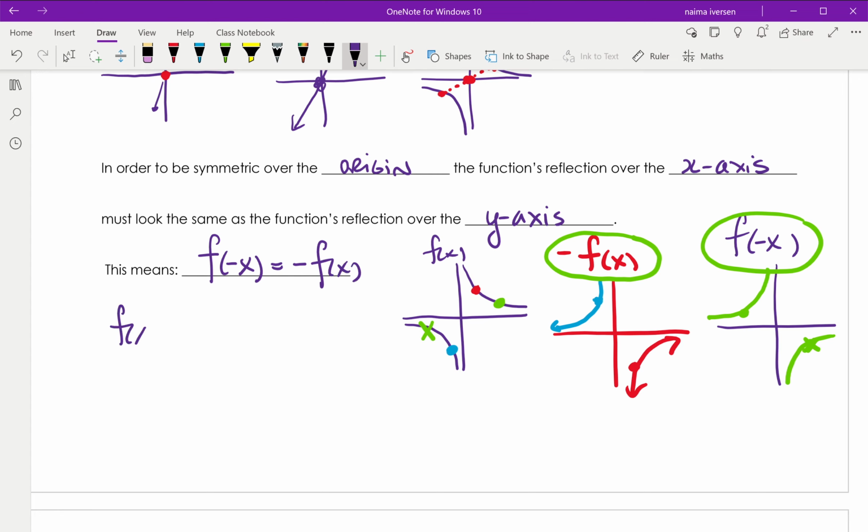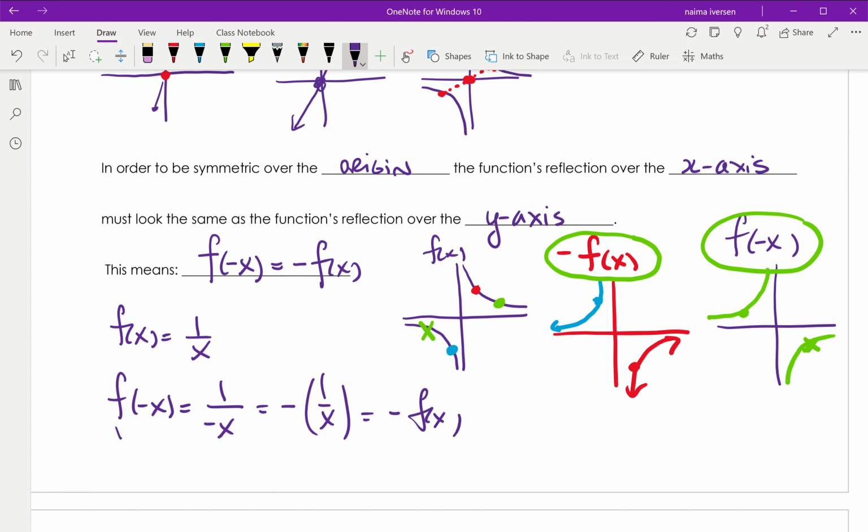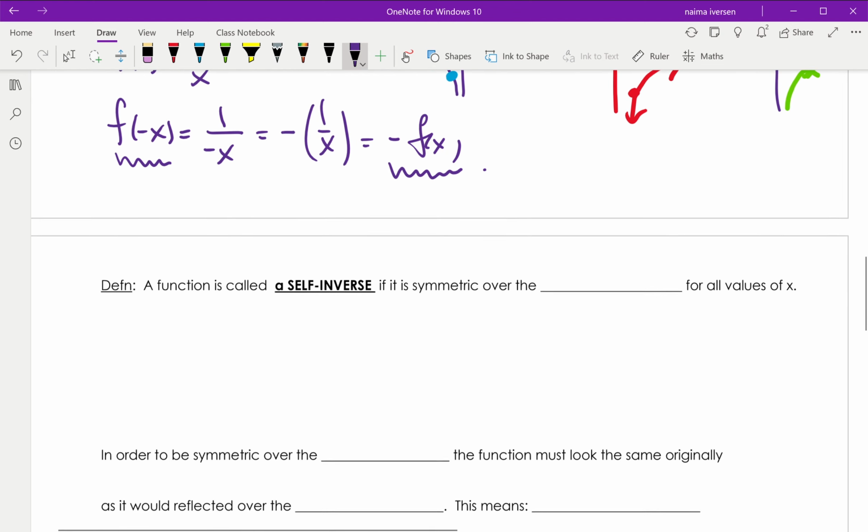For example, if I have f of x is equal to 1 over x, and I wanted to try f of negative x, I'm going to get 1 over negative x. Or if you want, negative 1 over x, which is negative f of x. And so we've proven that that is equal to that, which proves that it is an odd function and that it has symmetry over the origin.